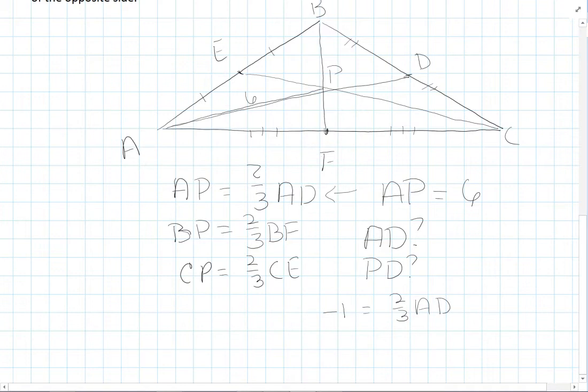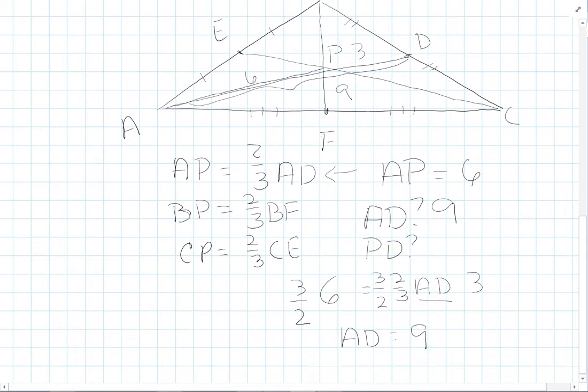So what I'm saying is, I know AP is just 6, right? So 6 is 2/3 times the length of AD. So to solve for the length of AD, I multiply both sides times the reciprocal. And I get that the line segment AD is 9. So the whole line segment is 9. So that would mean the length of line segment PD is going to be just 3.